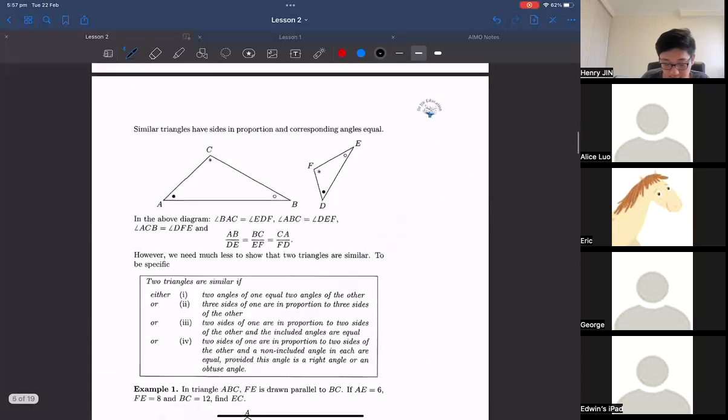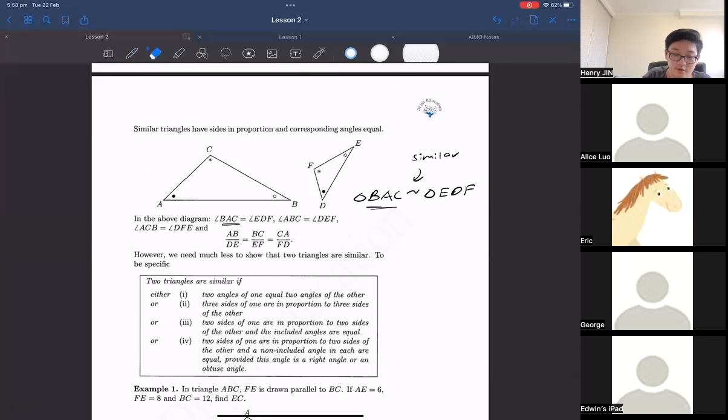So yeah, they do give a recap. You have corresponding angles and all corresponding sides. So you see how they always write it in the same convention. So this is just a recap. So this is the similar sign. Triangle BAC is similar to triangle EDF. So you see how they always follow the same order. That's just convention.